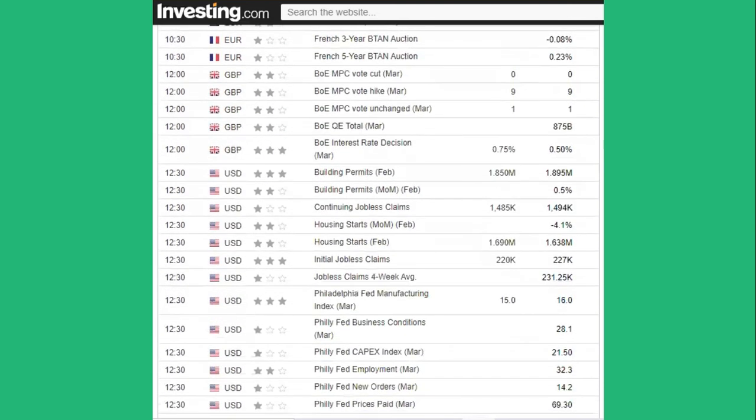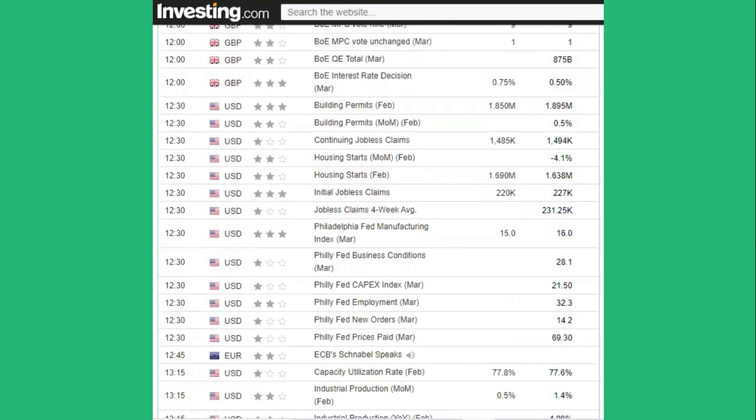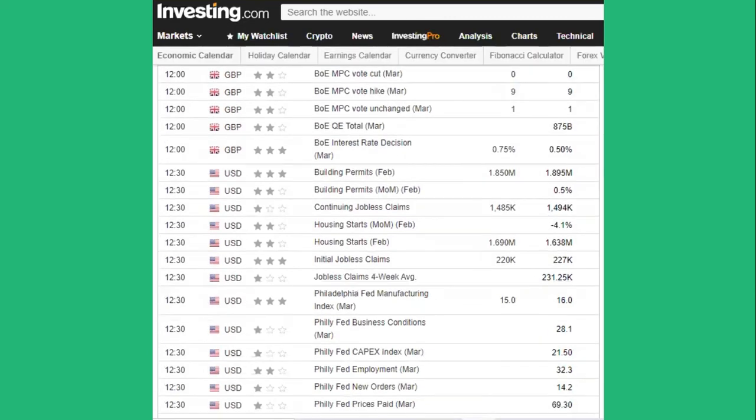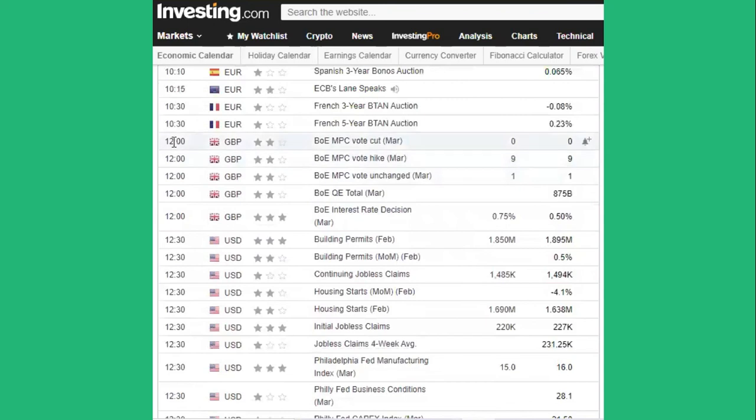If we carry on scrolling down, guys, then we have the real big news for today. Coming out at 12 o'clock GMT, we have the Bank of England interest rate decision, guys. They're expected to increase it from 0.5% to 0.7%. So guys, this is the big news of today. This is really going to move the pound. So you must be aware of this if you're in any pound pair.